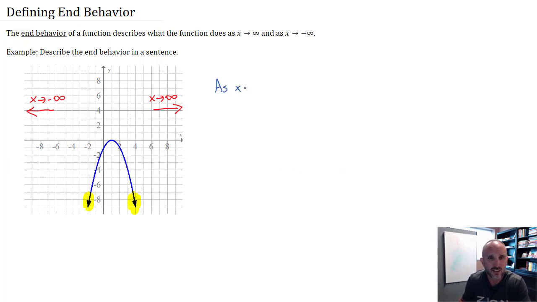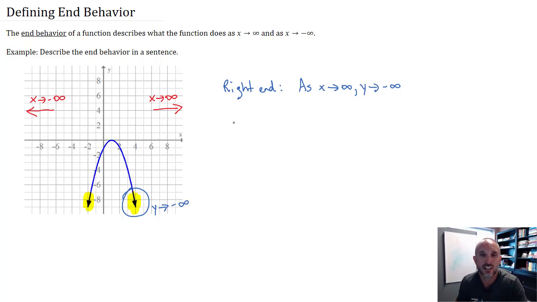As x approaches positive infinity, this graph is going to keep going down forever. And it's going to go more and more down. So what's happening here is the y value is going to negative infinity. So as x goes to positive infinity, y approaches negative infinity. And so if you wanted to label this, this is how we could describe the right end. You wouldn't have to label it that way. I'm just trying to be explicit in this video. So the right end is as x goes to infinity, y goes to negative infinity.